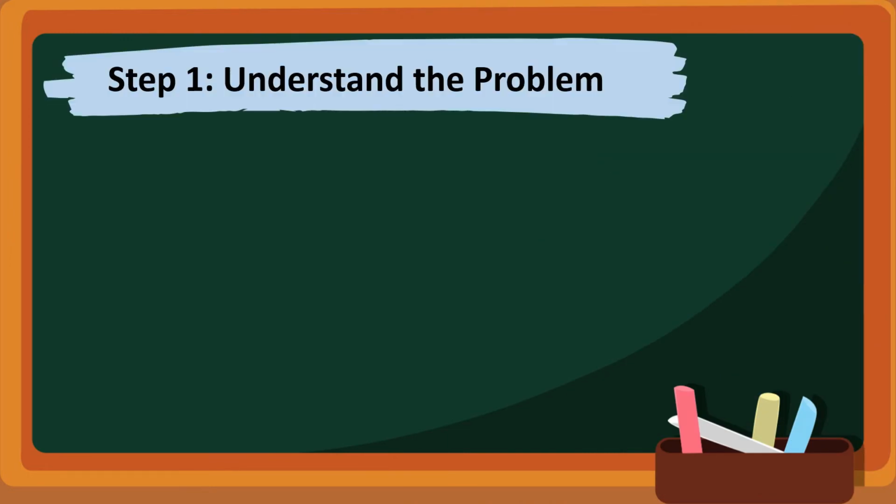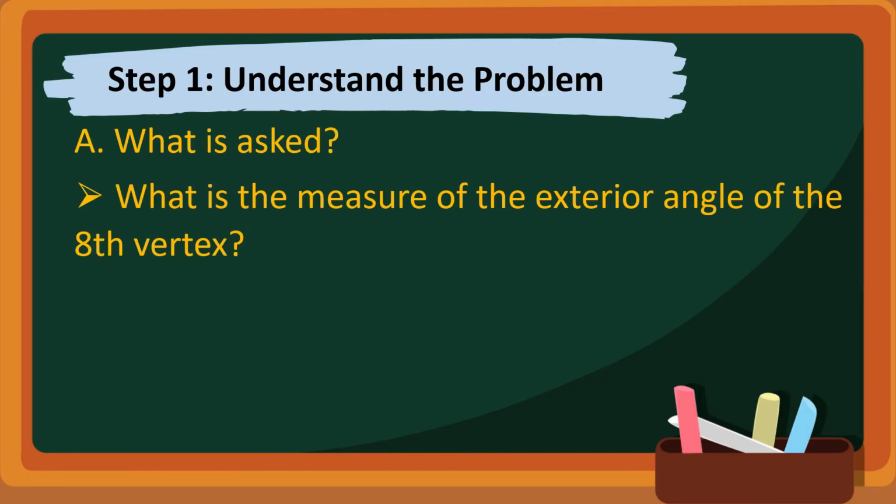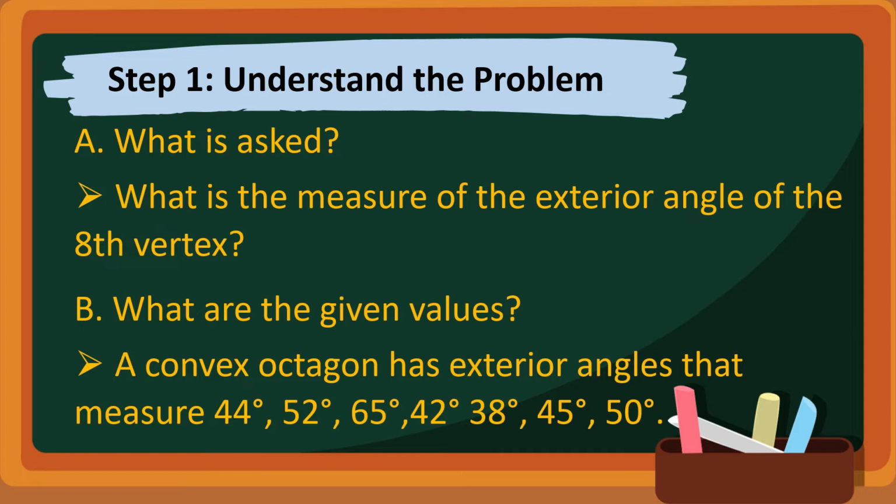The given information in the problem are the exterior angles of a convex polygon. The measures of the angles are 44 degrees, 52 degrees, 65 degrees, 42 degrees, 38 degrees, 45 degrees, and 50 degrees. The problem given is, what is the measure of the exterior angle of the 8th vertex?